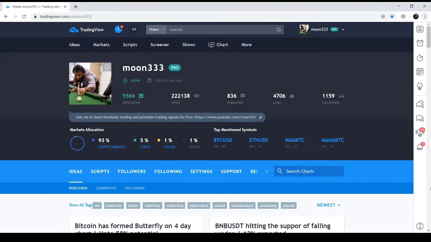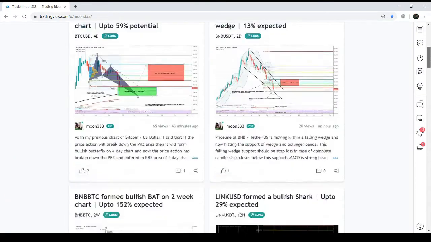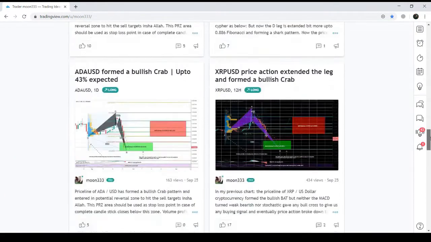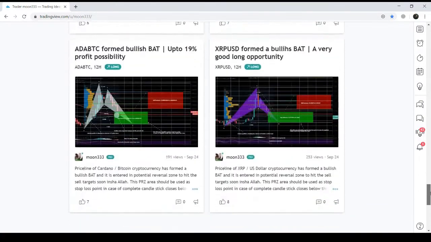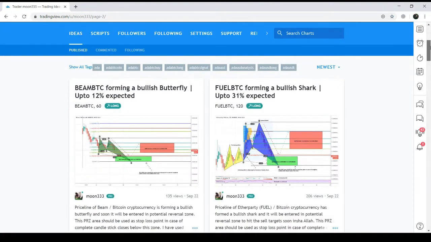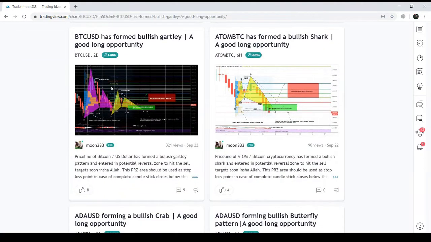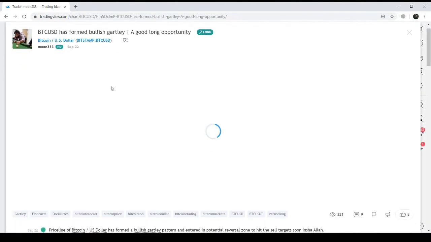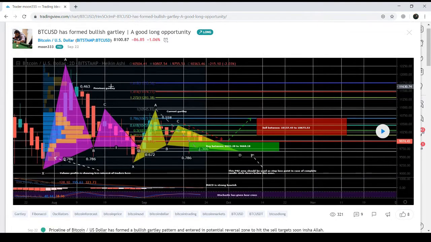In my previous video of Bitcoin US dollar, I posted a chart where Bitcoin has formed a garlic pattern on the 2-day chart, and this was the 2-day Bitcoin US dollar chart. On this chart you can see the price action formed a garlic pattern, and after entering the potential reversal zone, the price action took the bullish divergence and formed another garlic pattern.